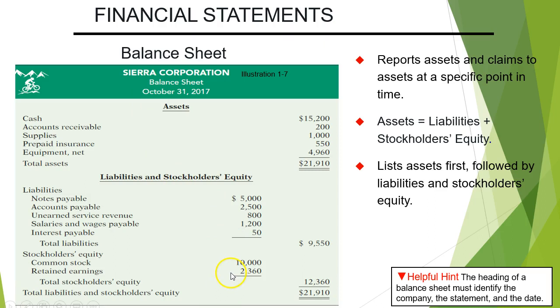And for the retained earnings, this amount shown here is coming from the retained earnings statement. This would be the ending balance shown on the retained earnings statement. It is transferred over to the stockholders' equity section of your balance sheet.